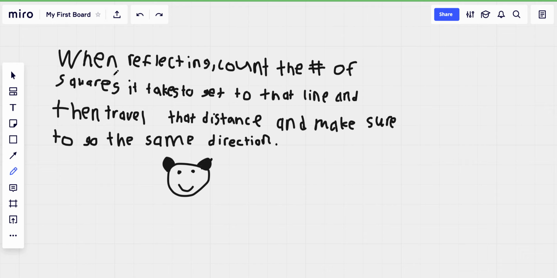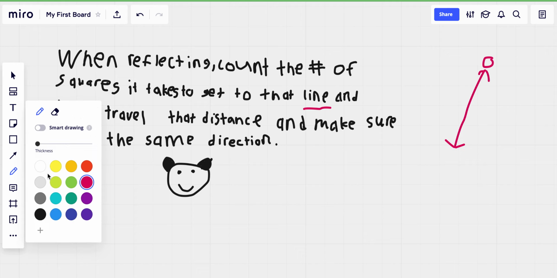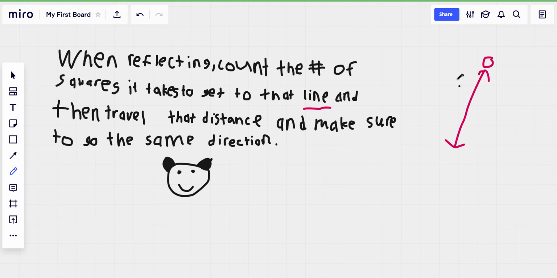count the number of squares it takes to get to the line, and by the line, I mean the line of reflection, and then travel that distance after you reach the line of reflection. So say line O is the line of reflection here, and your shape, or I'm not even going to do a shape, I'm just going to do point X.